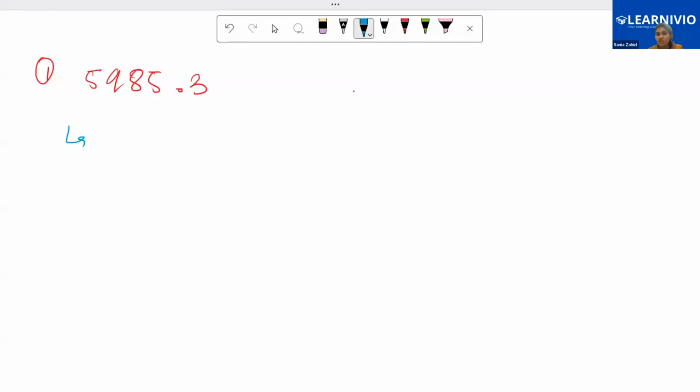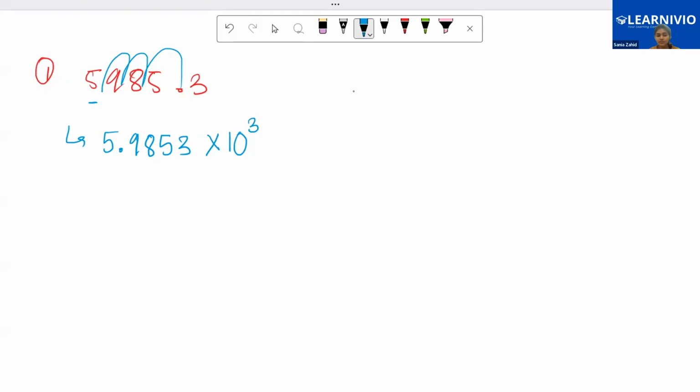So what is my first digit? It is 5. So my decimal should be shifted 1, 2, 3 places. So my answer becomes 5.9853. Now I have shifted the decimal place, so there should be some change, but I cannot directly write this. If I shift the decimal, I will have to multiply it with 10 to the power the number of places I have shifted. How many places have I shifted? 1, 2, and 3. So I do 10 to the power 3.